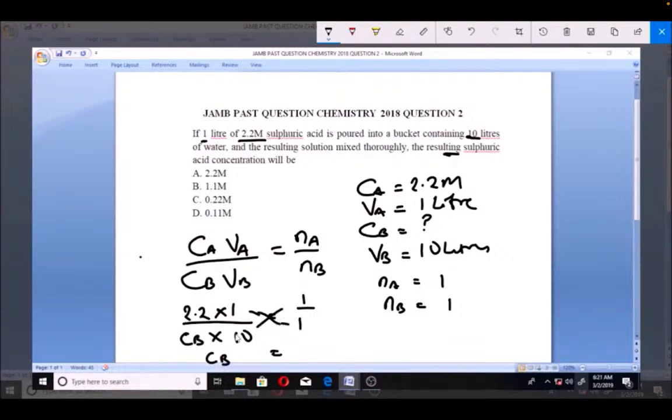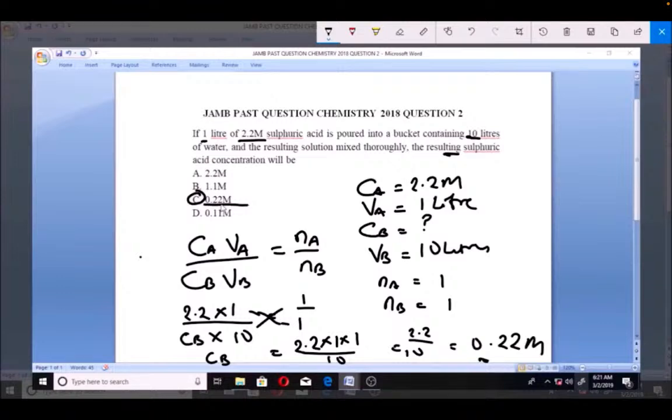you have 2.2 times 1 times 1 all over 10. So this will give us 2.2 over 10, which is 0.22 M. So that is the value of our Cb, and C is the right option, 0.22 M.